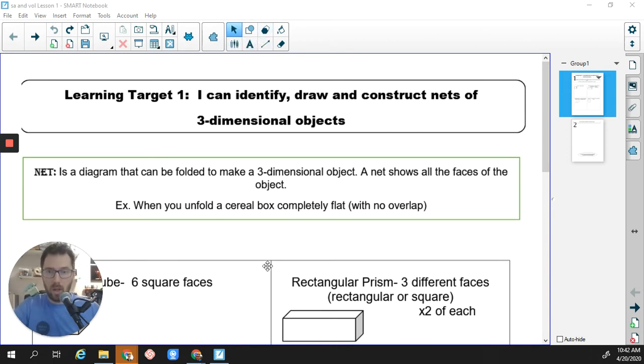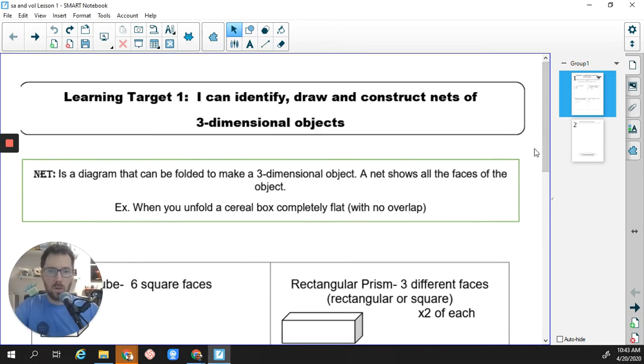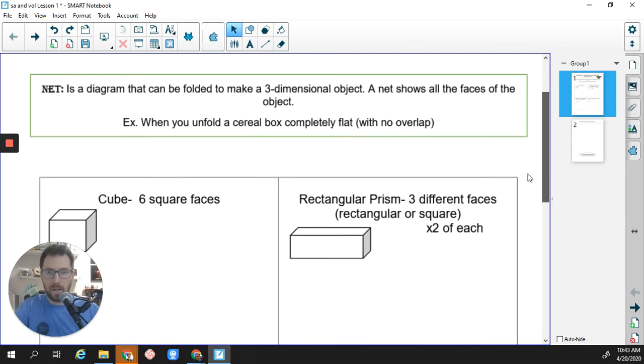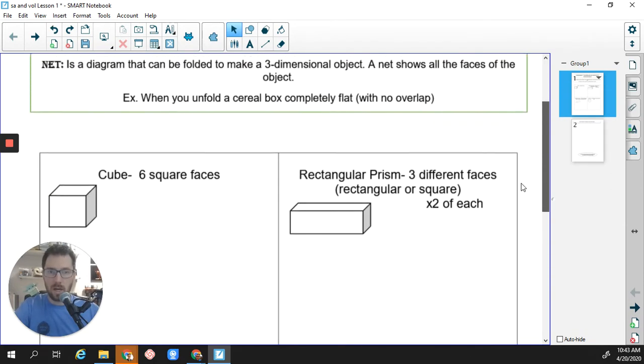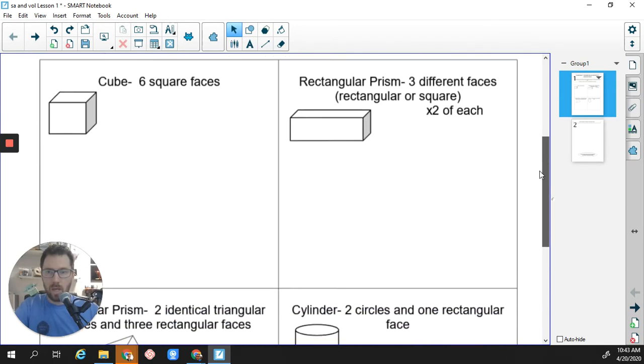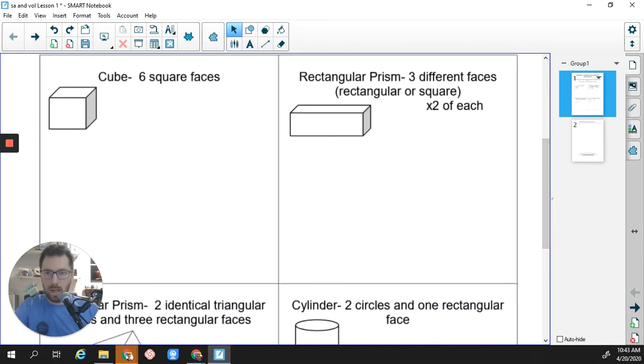So here we go. We've got our learning target here. We're hoping to identify, draw, and construct nets. We already talked about that with the pizza box and with Baby Yoda. So we are taking a 3D object and hopefully making it into a 2D object, showing all the faces of the net. So let's take a look at a cube.